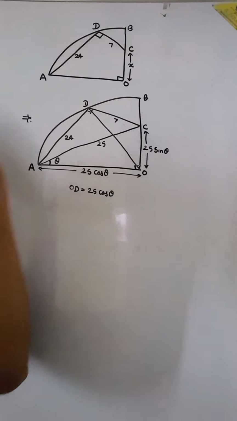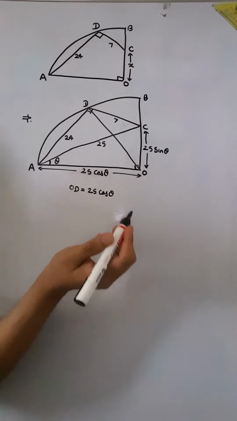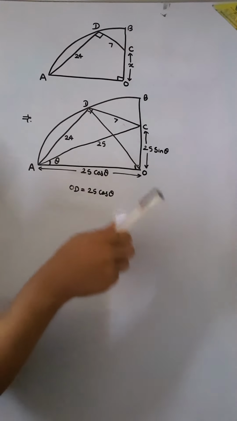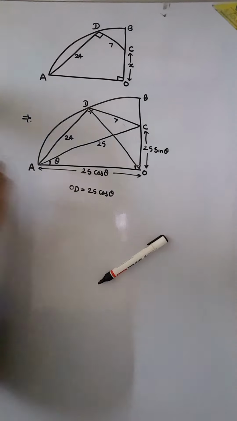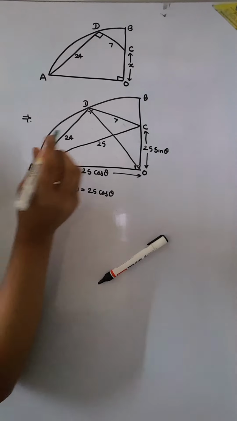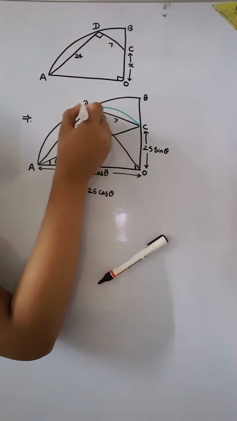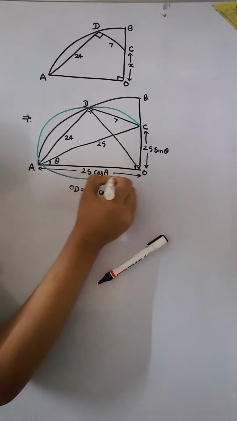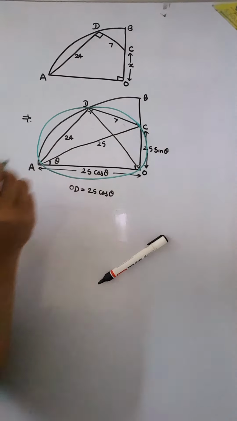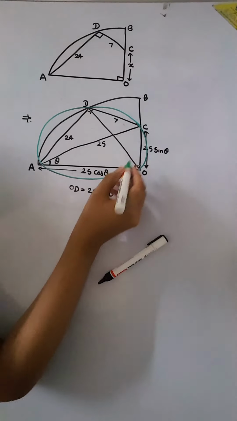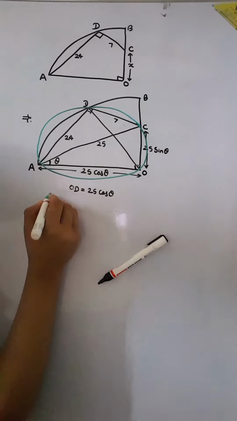So this is actually a cyclic quadrilateral, and a cyclic quadrilateral is that quadrilateral which can perfectly be inscribed in a circle. So if we try to draw a circle, in this case like this, it will perfectly blend in the circle.